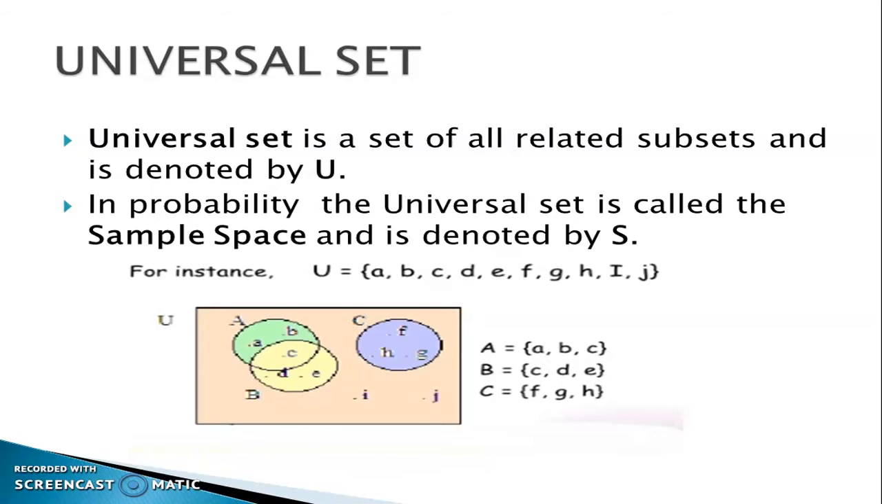For instance, if universal set U is equal to A, B, C, D, E, F, G, H, I, and J, the three subsets A, B, and C are: A consists of A, B, C, B consists of C, D, E, C consists of F, G, and H. These three sets are the subsets of the superset U. In a Venn diagram of the universal set, you can see a set A and set B has some common area with element C, whereas set C is a disjoint set.